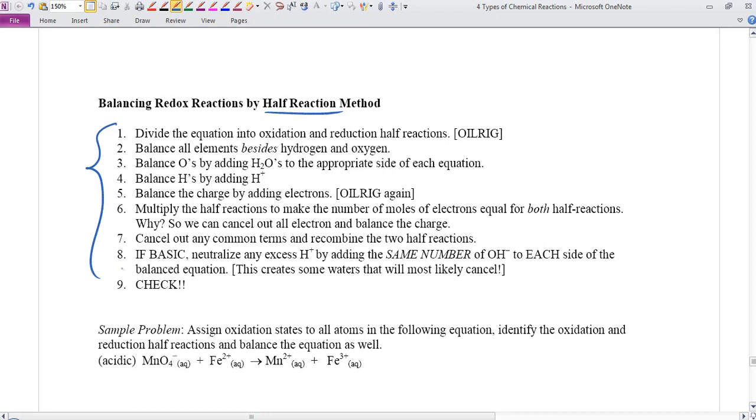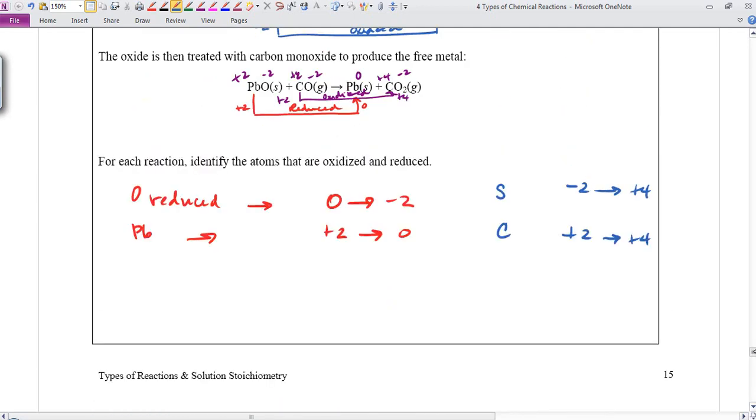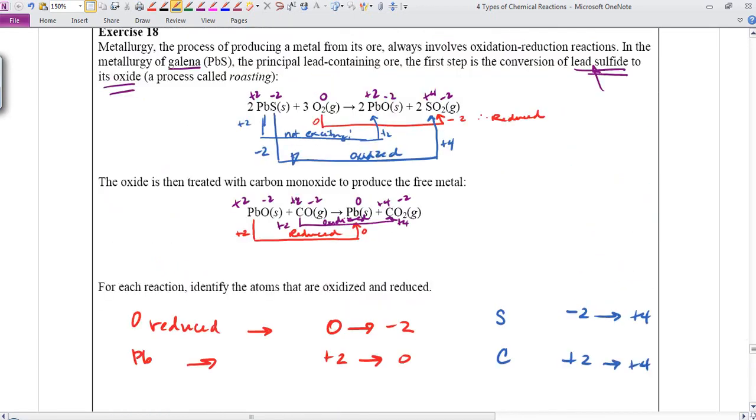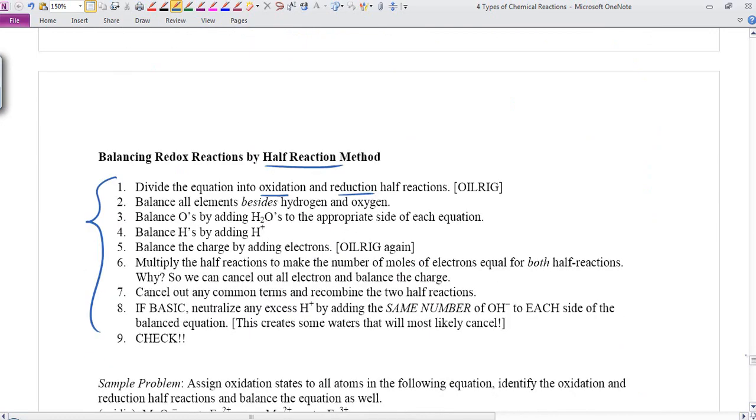You divide the equation into oxidation and reduction half reactions. So the exercise we just went through, where I drew my little arrows and such, these little boxes of sorts, these things right here, that's my way of kind of making you visually understand what's being oxidized and what's being reduced. So you got to do that first. Then balance, and you don't have to do the boxes. You just have to figure out what's being oxidized and what's being reduced. Then balance all the elements, leaving hydrogen and oxygen for last. Do those last, because we have some more rules coming that make that a much easier task.